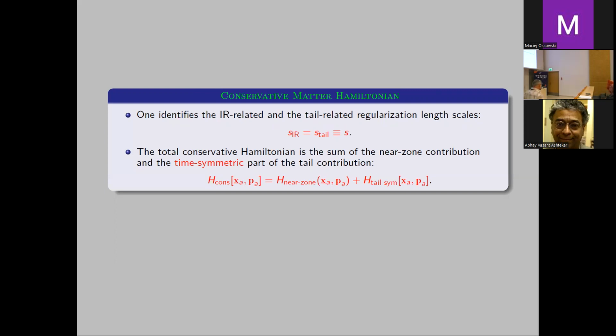There are some, say, computational hints why this is true. I will show you in a moment. So finally, our conservative Hamiltonian is the sum of two pieces: the near zone Hamiltonian with just a usual function of position and momenta, and a tail-related Hamiltonian with a functional of the trajectories in phase space.